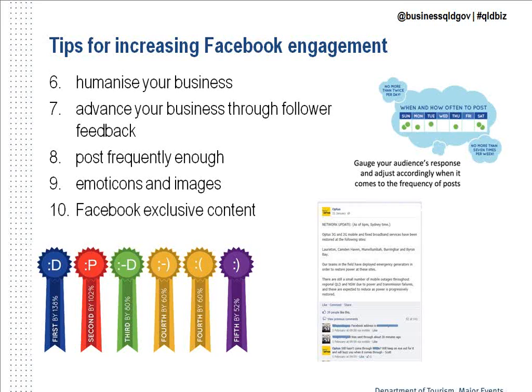And number 9 is emoticons. So posts that contain emoticons, they receive 52% higher interaction rates. So that's the semicolon, the closed bracket, winky face, that kind of thing. And number 10 is exclusive content. So give them a reason that they liked your page.